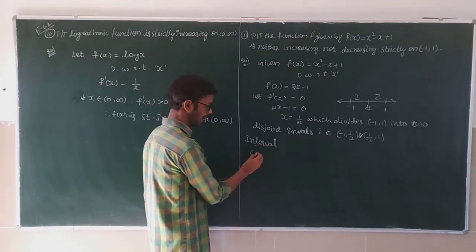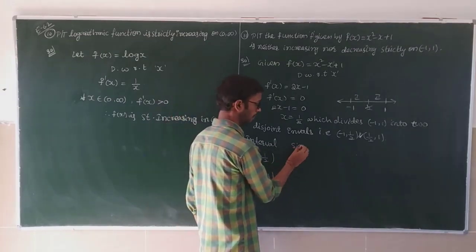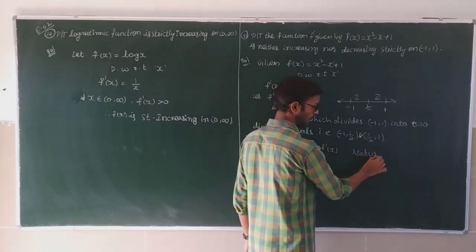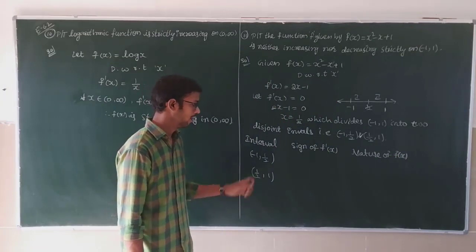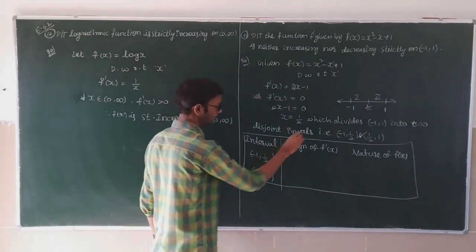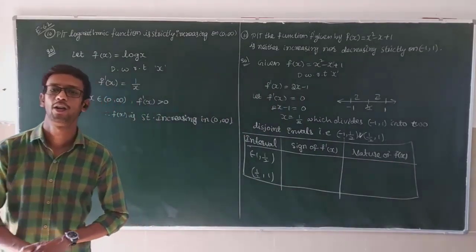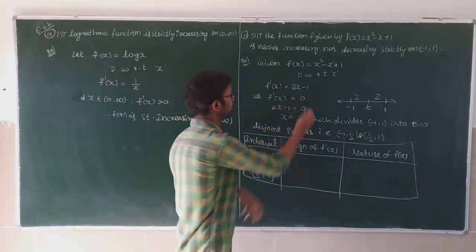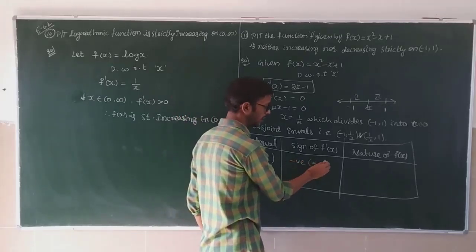Interval minus 1 comma 1 by 2, 1 by 2 comma 1. Sign of f dash of x, nature of f of x. Now in this first interval, minus 1 to 0.5, the middle point 0 is there, I'll take 0 and substitute here 0. Substituting 0, we get negative. Negative means less than 0.